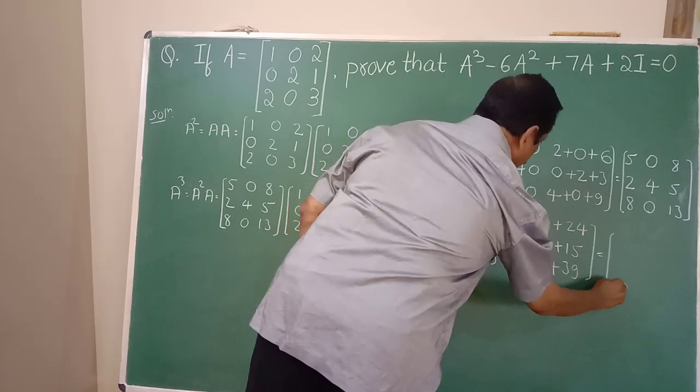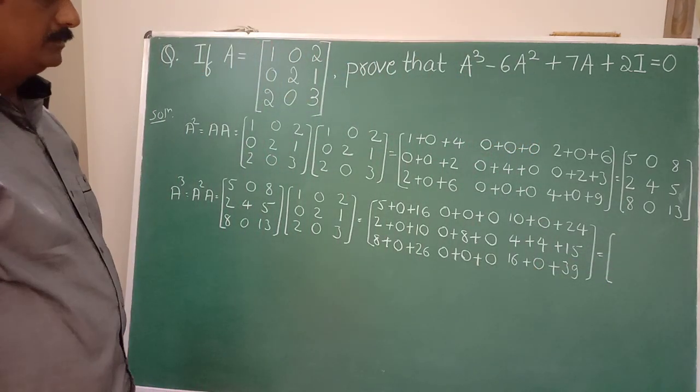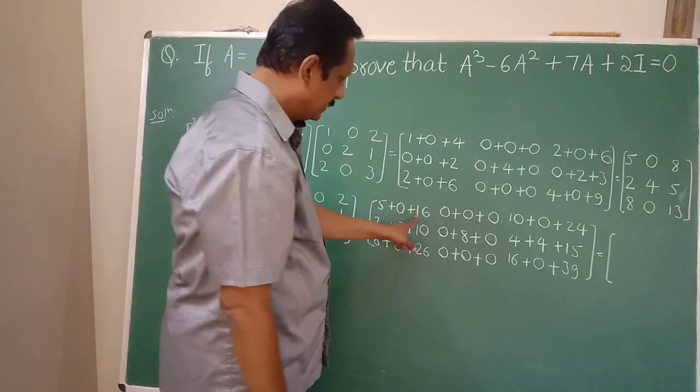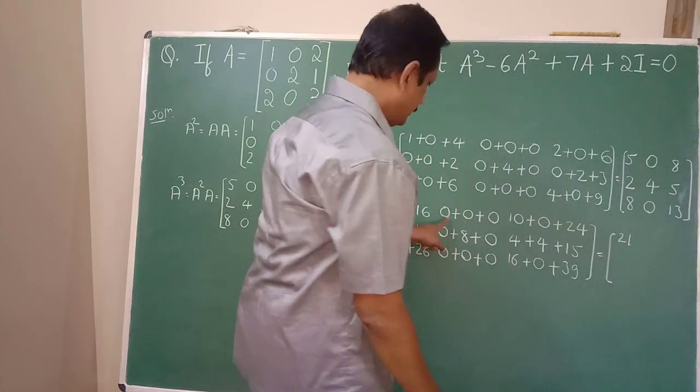That is equal to, then add the terms here. Okay. 5 plus 16 is a 21 here. Next it is a 0.